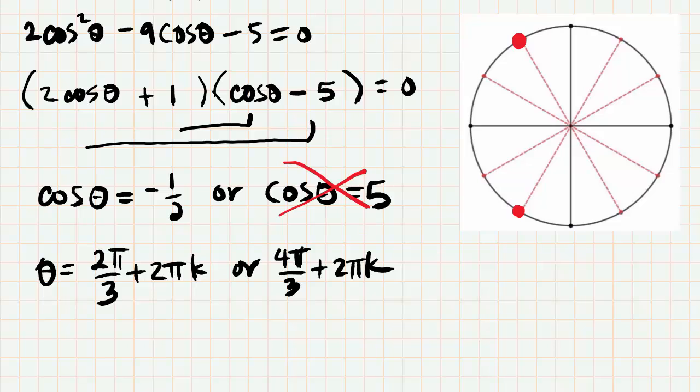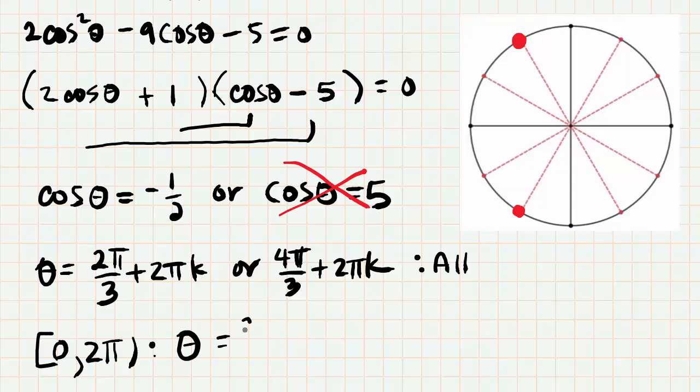So that tells us that our solution set is this. This would be the group of all solutions. And if we were asked to find just the solutions between, say, 0 and 2 pi, we'd have to do a little bit more work. So this is all solutions up here. And then 0 to 2 pi, the first solution is 2 pi over 3. And the only other solution is 4 pi over 3. Nice.